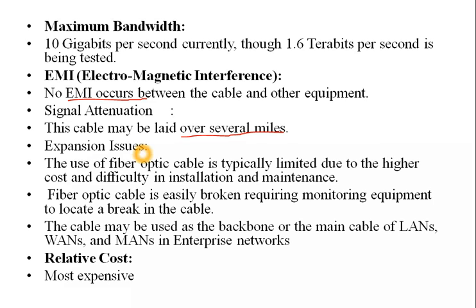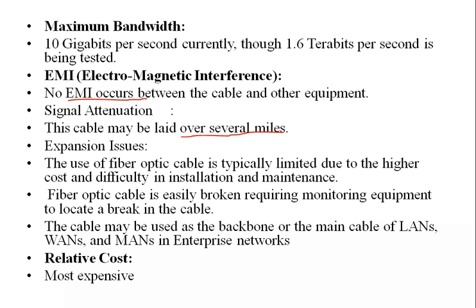Expansion issue. What will be the expansion issue when we use fiber optic cable in a network? The use of fiber optic cable is typically limited due to the higher cost and difficulty in installation and maintenance. It is difficult to install and maintain. So this is the disadvantage. Fiber optic cable is easily broken, requiring monitoring equipment to locate a break in the cable. If the cable breaks, we need special equipment to locate that area.